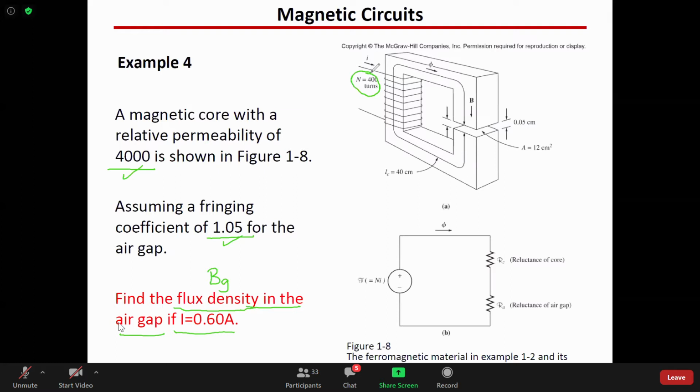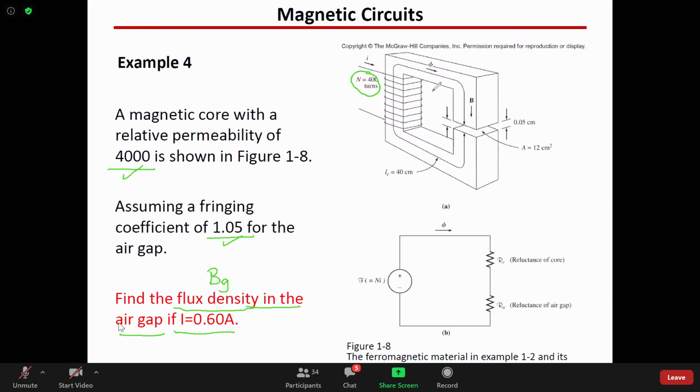What else? We know the air gap dimension. Doctor, excuse me, what is the given in the figure? Again? What is the given in the figure? First, yeah, it's the number of turns, 400.